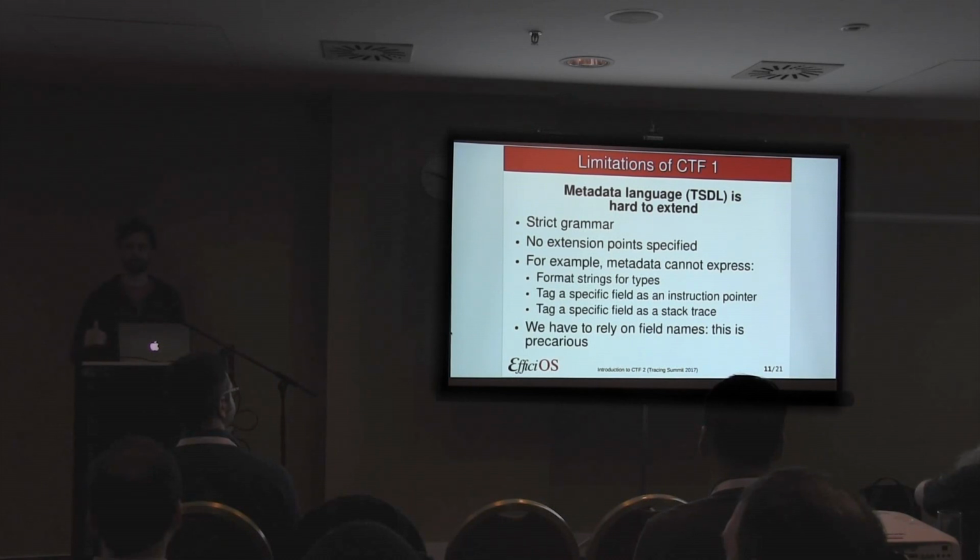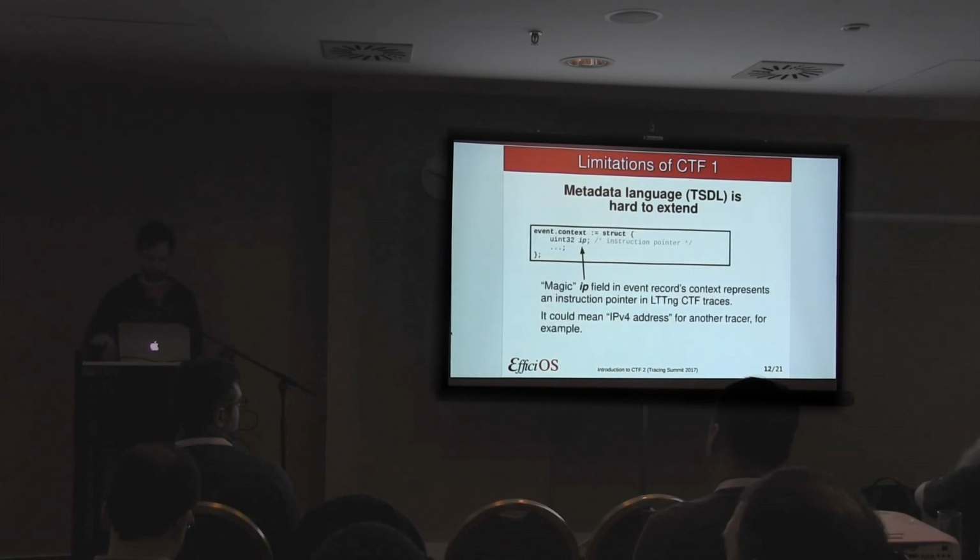So right now we could have, say, an array or a sequence of string fields, or a sequence of structures which contains strings and integers, and this would represent a stack trace, but the reader has no way to know it, so it has no way to show this specific field as a stack trace. Pretty primitive, for example. So right now we have to rely on field names, but this is precarious, as I'll show you. For example, this is a part of what LTTng outputs today.